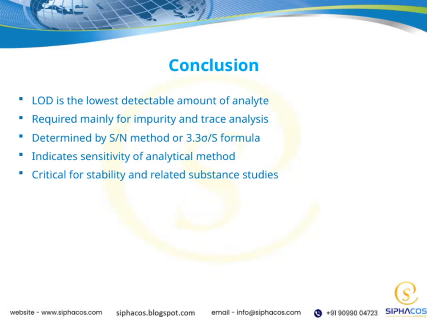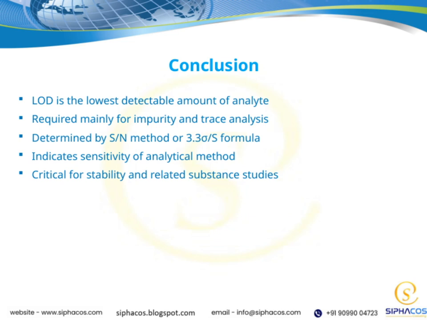Now, let's wrap up with the key takeaways about the limit of detection, or LOD. LOD is essentially the lowest amount of analyte that we can reliably detect with our method. It's especially important when we're dealing with impurities or trace substances where detecting even tiny amounts matters a lot. We usually determine LOD either through the signal-to-noise ratio method or by using the 3.3 sigma over S formula, which helps us quantify this detection limit precisely.